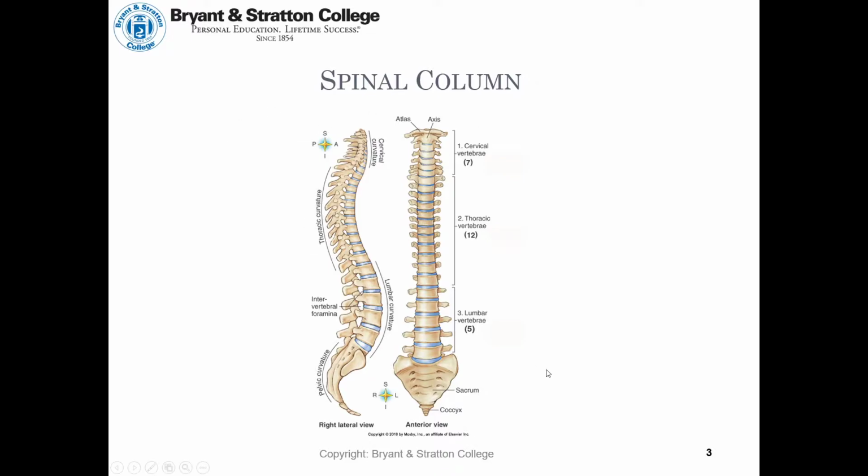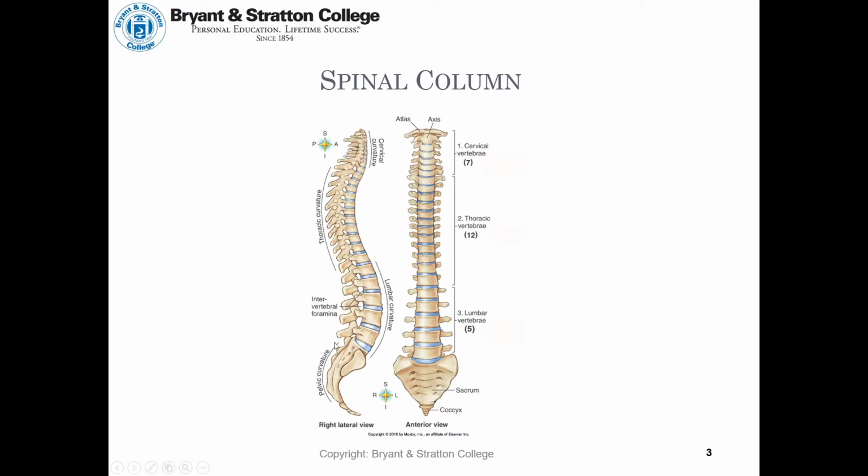We also have the sacrum and the coccyx, and these actually fuse in development. So your sacrum was previously 5 separate vertebrae, but during development, they fused together. And the same with the coccyx. The coccyx was 4 separate vertebrae that end up fusing into one relatively small bone.